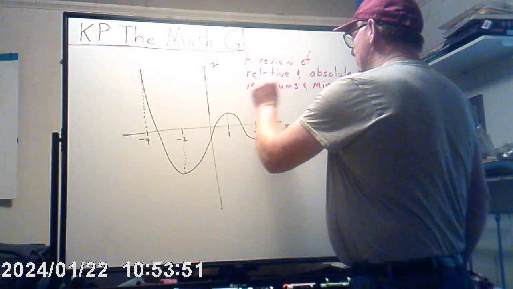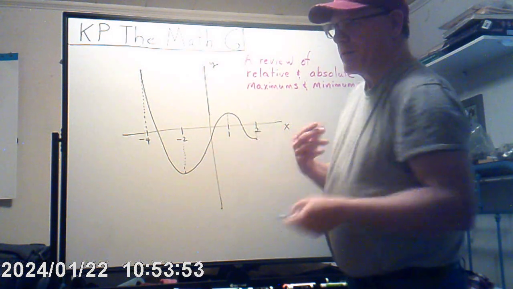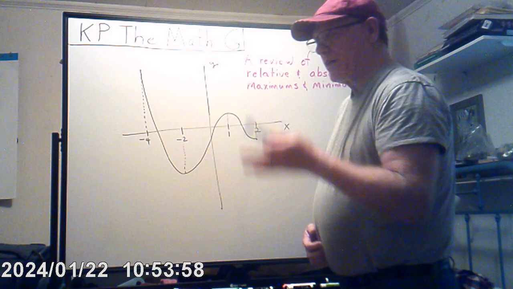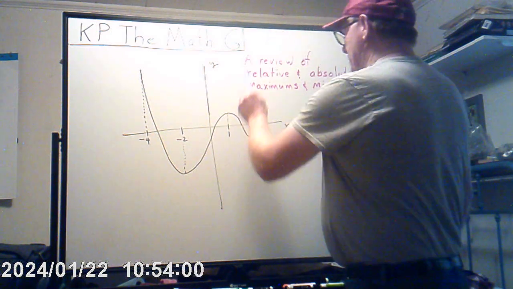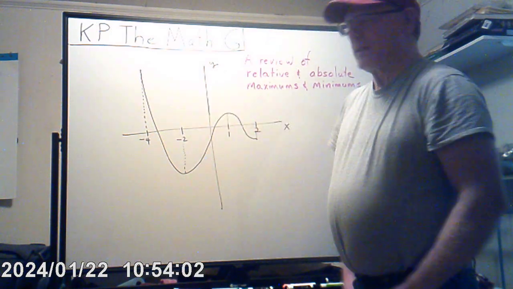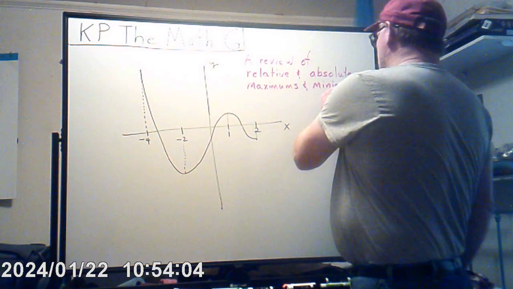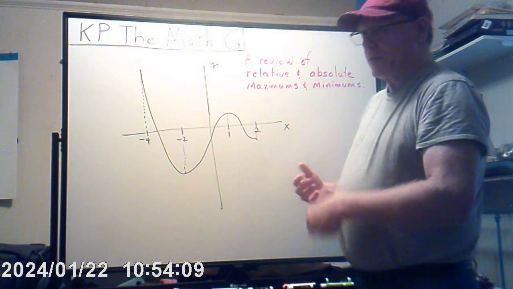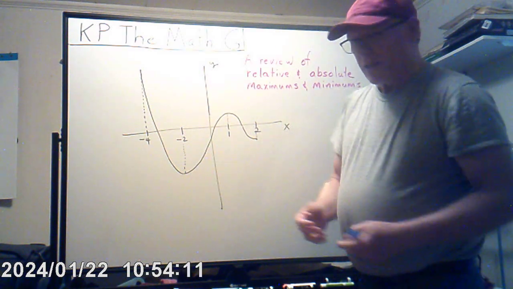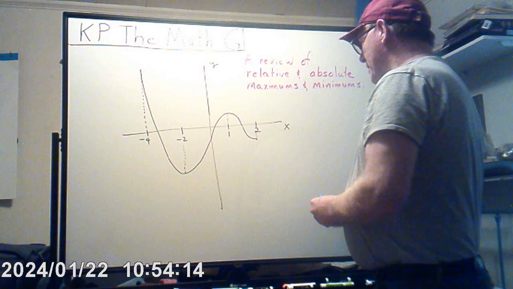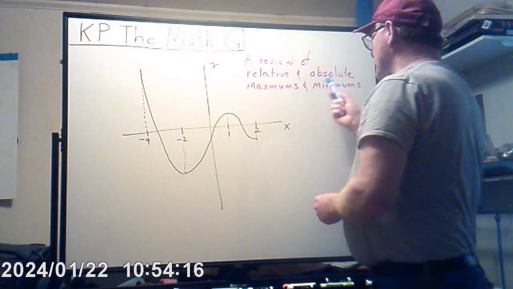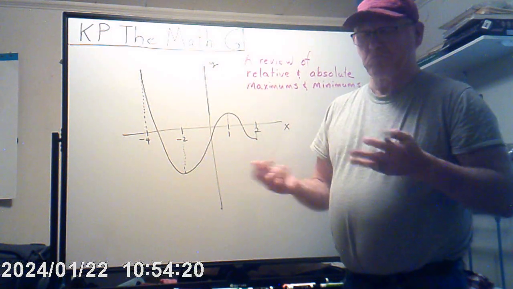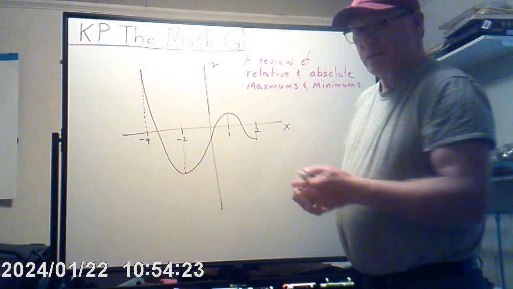Relative is sometimes called local. Maybe your instructor or professor uses the word local instead of relative, but relative and local are the same thing. Absolute also has another word, global. I noticed while looking this up that absolute and global are synonymous, so if you hear one or the other, you know that's it.